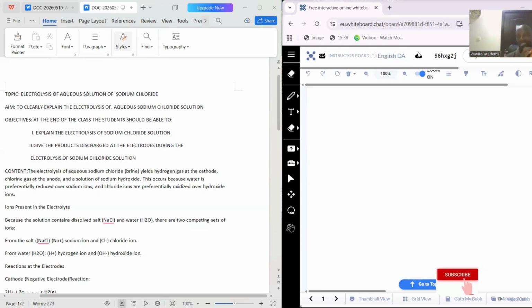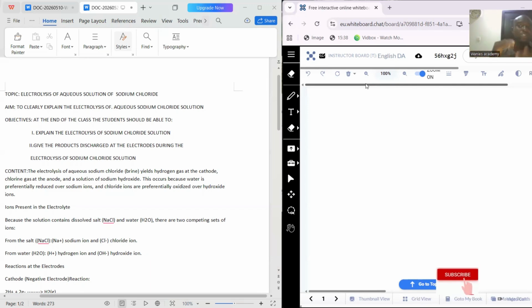Firstly, I need you to understand that the electrolysis of aqueous sodium chloride solution, which is called brine, B-R-I-N-E, will yield hydrogen gas at the cathode, which is the negative electrode, and chlorine gas at the anode, which is the positive electrode, and a solution of sodium hydroxide is present in the solution.